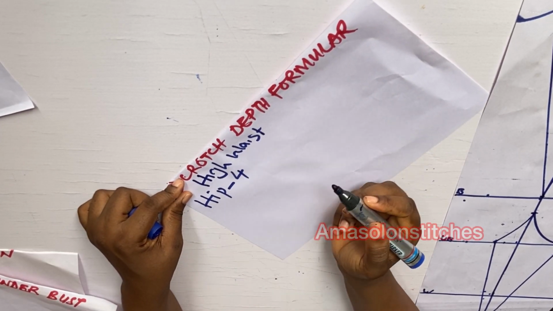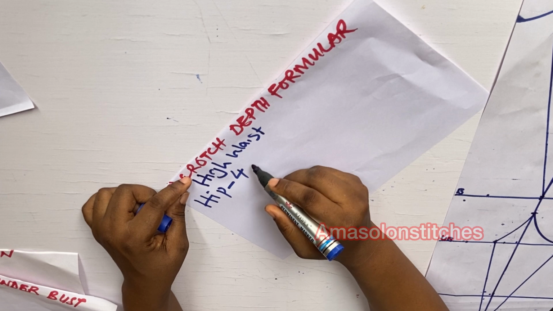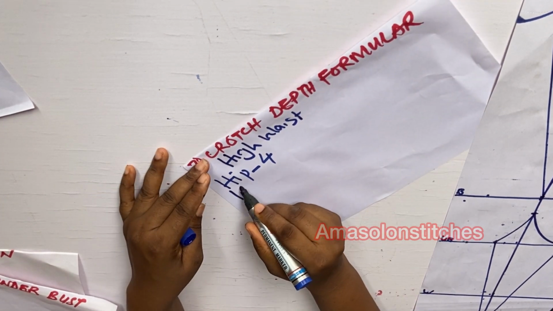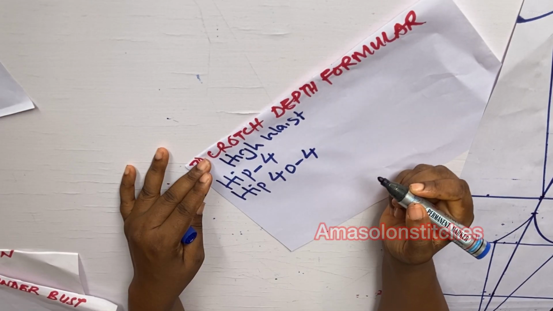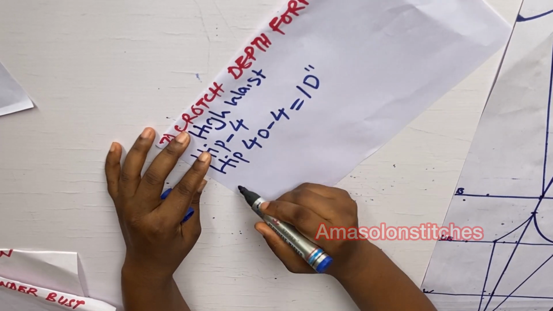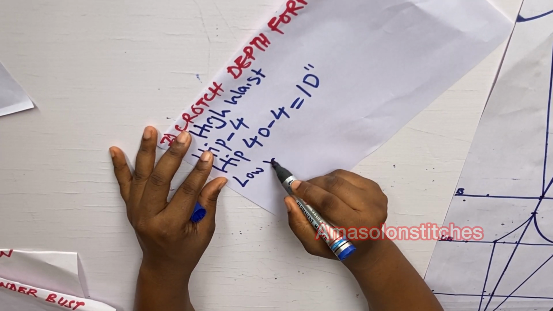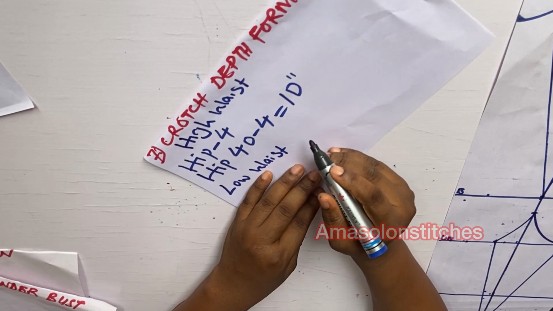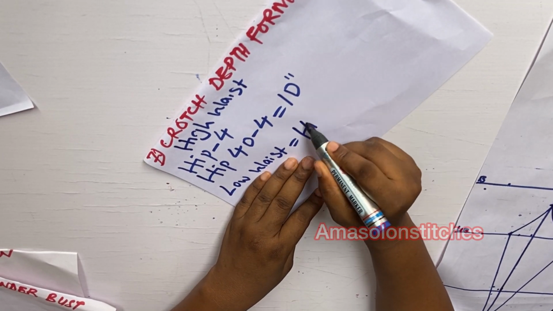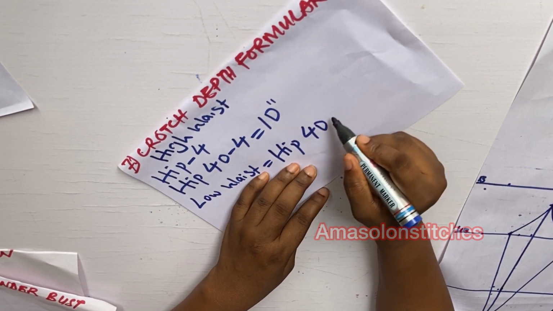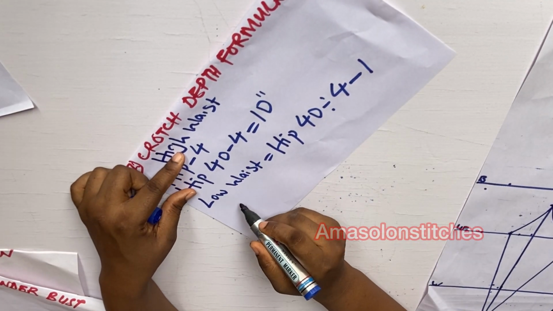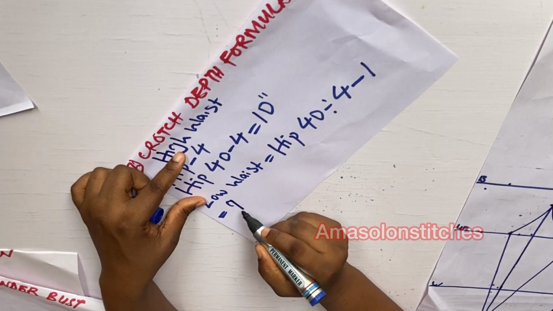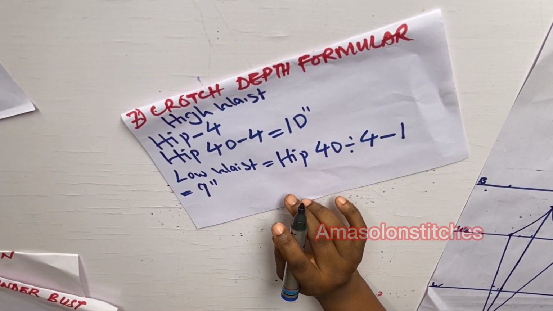So what you need to do is divide your hip by 4. Sorry, I said minus 4, but it is divide by 4. Hip 40 divided by 4 is going to give us 10. That is for the high waist. The first example is for a high waist, and the second example is for a low waist trouser. So hip 40 divided by 4, and now you subtract 1 from your answer. So the answer is 9 for your low waist.